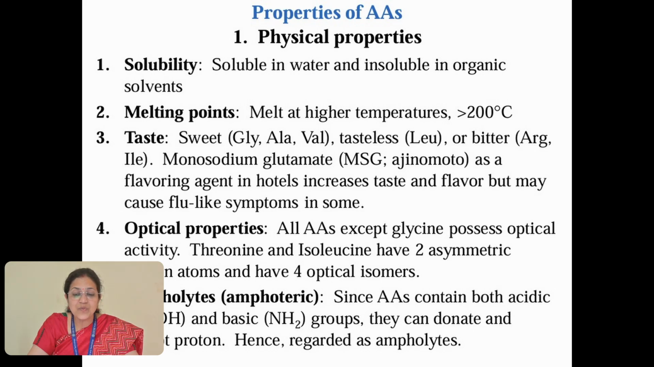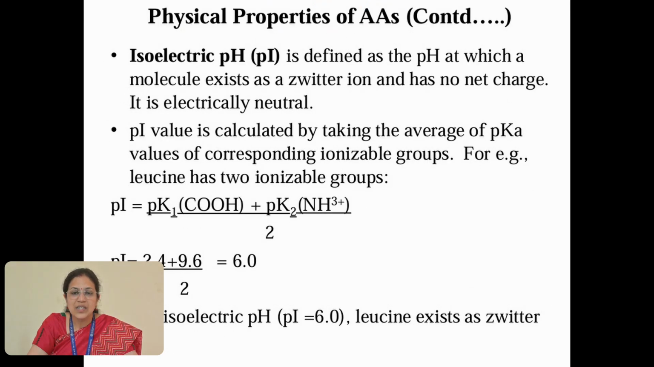Okay, the next one is the ampholytic property. Amphoteric property is where the amino acids contain both acidic and basic groups, so they are also called ampholytes. Now coming to the important property called isoelectric pH. This is the pH at which a molecule is identified as a Zwitter ion. All of you know what a Zwitter ion is, right? Both the acid and the base are present, and the Zwitter ion has no net charge. So no charge will be seen in Zwitter ions.